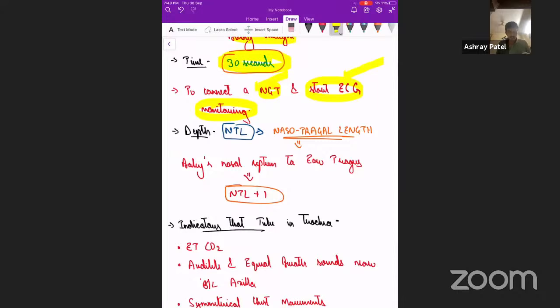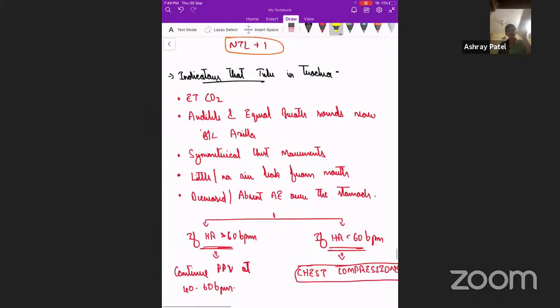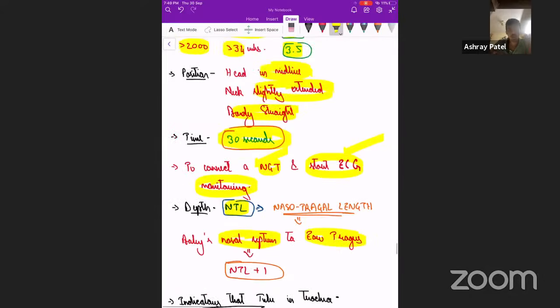So how deep do we go? That is determined by the nasotracheal length. Okay. So we measure from the middle of the baby's nasal septum to the tragus. Okay. And then we add 1 centimeter to that. So that is the depth to which we insert the ET tube. Okay. Then after inserting, how do we confirm that the ET tube is inside the trachea? How do we confirm? Anyone would like to answer this question? Now you have made sure you have intubated the child. Now, how do you confirm that it is inside the trachea?